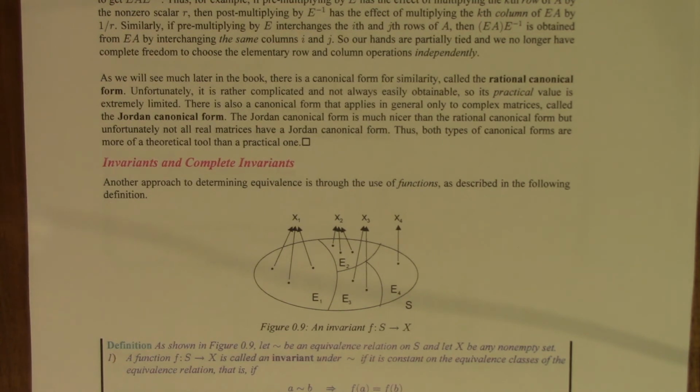There's also a canonical form that applies only in special cases. It applies to complex matrices, but not to all real matrices. It's called Jordan canonical form. It's a much nicer looking matrix than the rational canonical form. But because not all real matrices have a Jordan canonical form, that puts a cramp in it. Both types of canonical forms are more of a theoretical tool than a practical one.